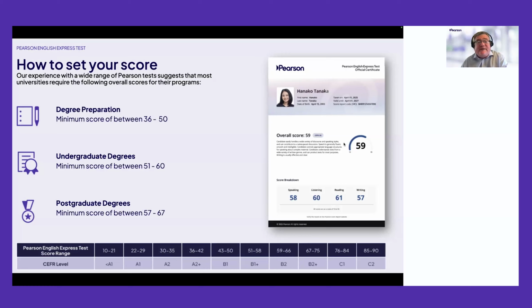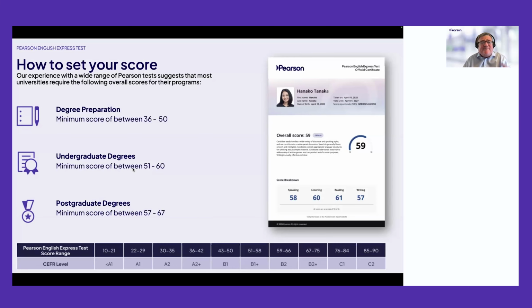We can see this person got 59, which is a kind of intermediate score. I think it's just B2. Yes, they're just at the basis of B2, which is, I'd say, a high intermediate, certainly an appropriate level. And there's a description on the score report about what that particular person can do, generally speaking, in the level. And we think this got a score of 59, certainly good enough for undergraduate.